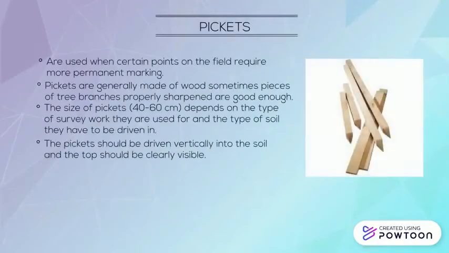Pickets. Pickets are used when certain points on the field require more permanent marking. Pickets are generally made of wood, sometimes pieces of tree branches. The size of a picket is 40 to 60 cm. The picket should be driven vertically into the soil and the top should be clearly visible.